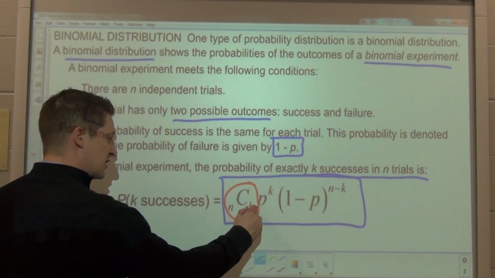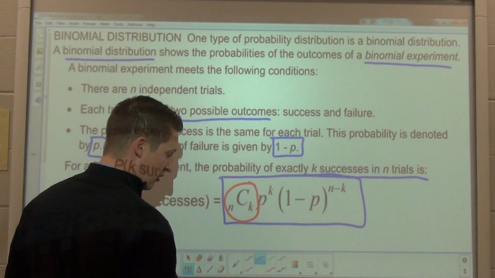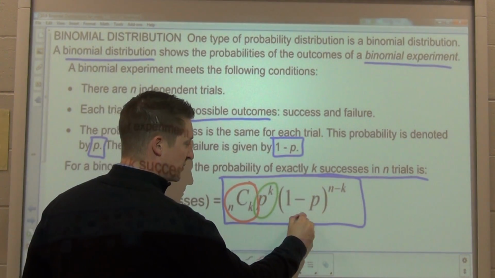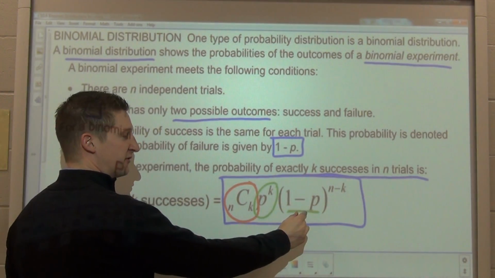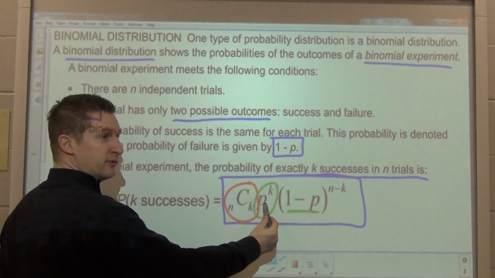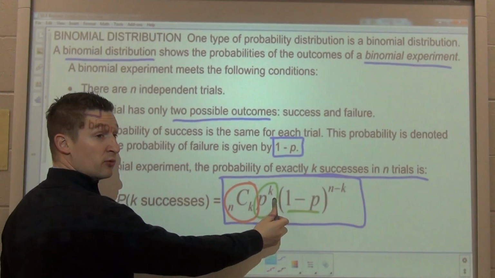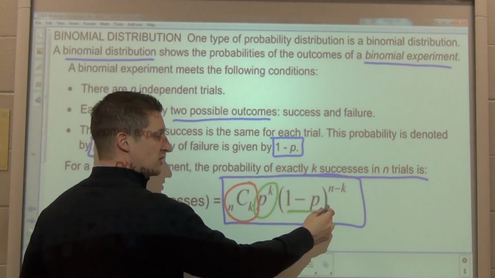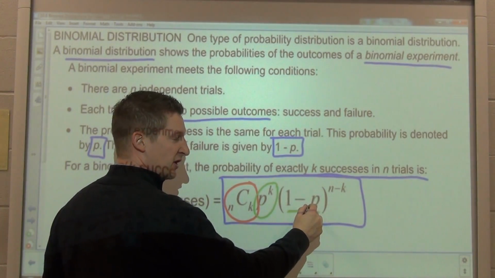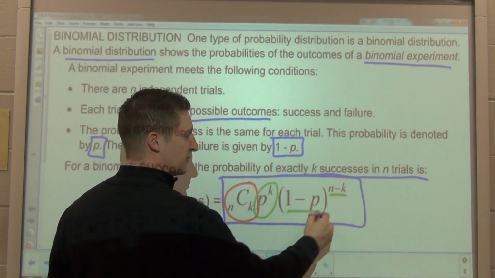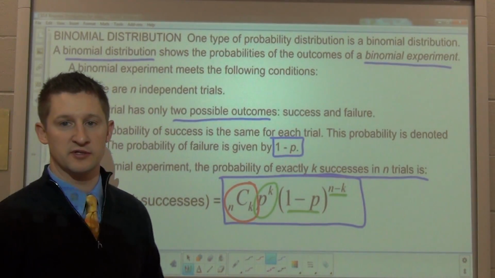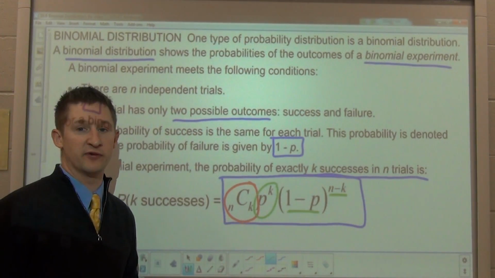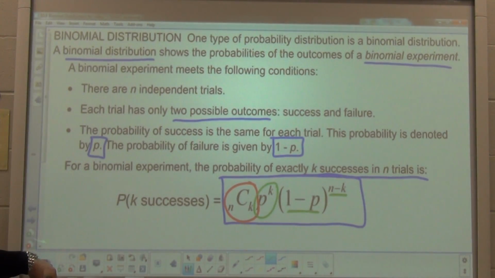Then I have p to the k power. p is the probability of success, and then 1 minus p, remember that's the complement to that, is the probability of failure. I raise p, the probability of success, to the k power, which is the number of times that I want to be successful, times 1 minus p, the probability of failure, raised to the n minus k power, which is the other options. So we're going to use this formula in a couple of different examples right now.